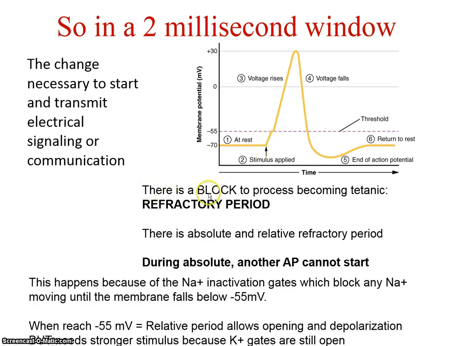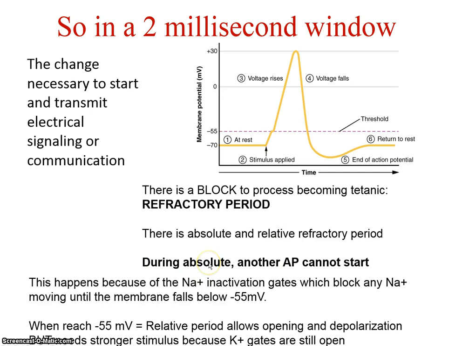Okay, there is a block to the process, to becoming tetanic, and this is called the refractory period. So you won't have this tetanic stimuli like we talked about when we looked at force over time in the myocyte. There is a refractory period. The refractory period is the time in which you cannot stimulate again. I say here there is an absolute and a relative refractory period.